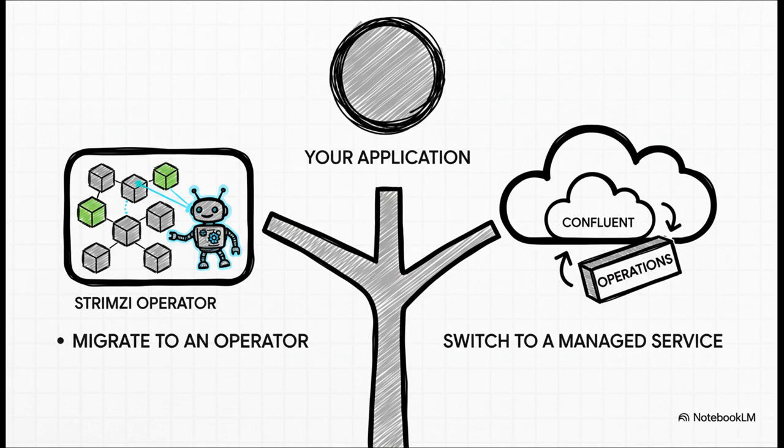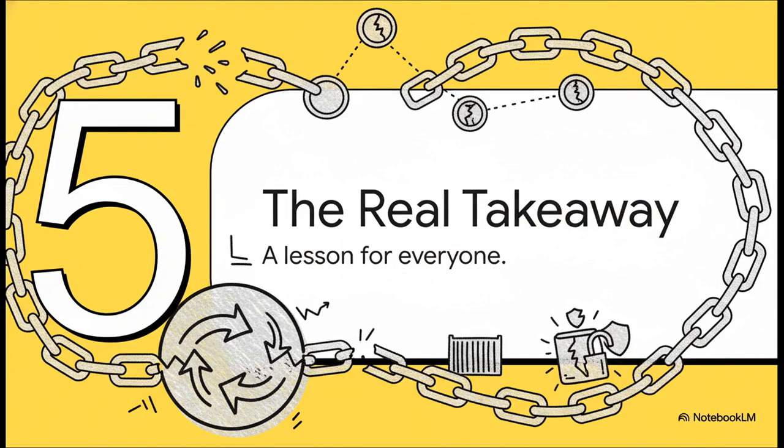So the real solution, the strategic move, is to think bigger. Option 1. Migrate away from the Helm chart to a proper Kubernetes operator like Strimzi. This gives you that robust, automated management we talked about without any dependency on Bitnami's packaging. Option 2, and frankly often the best choice, just switch to a fully managed service like Confluent Cloud or Amazon MSK. Let them handle the operational nightmare so you can focus on building your actual applications instead of putting out infrastructure fires.